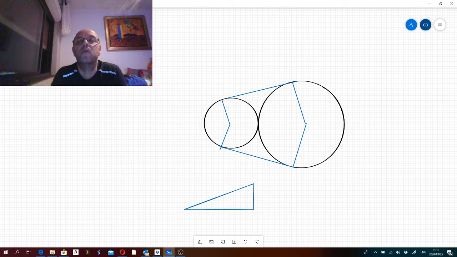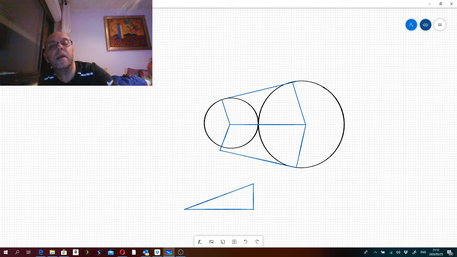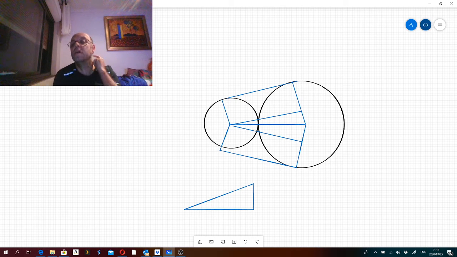You can see that if I put radii there, I can also then say straight away that I have 90-degree angles between the tangents and the radii. So we're going to use that, and I'm also going to connect the two centers of the circle. Now what we're going to do from there is draw a parallel line to the tangent and another parallel line to the other tangent, and you'll see why we do this in a moment.